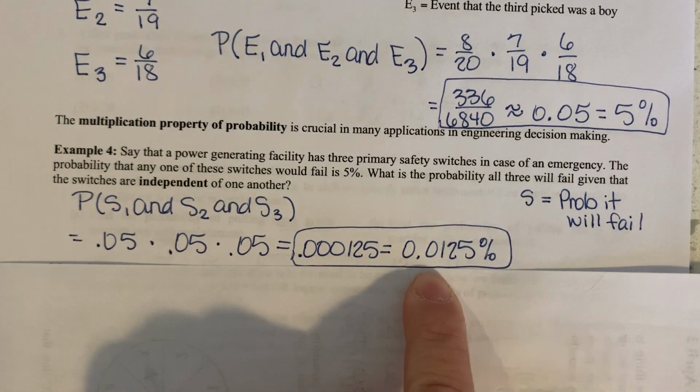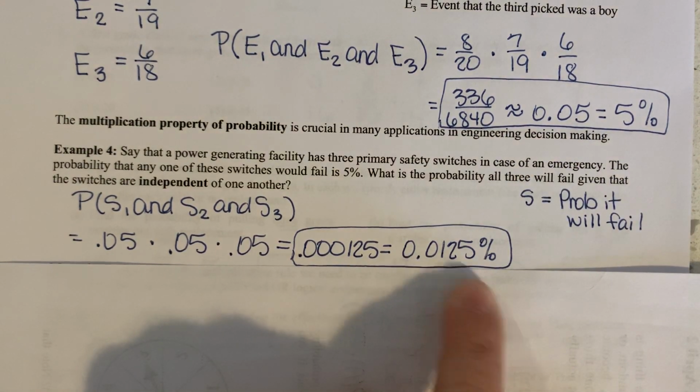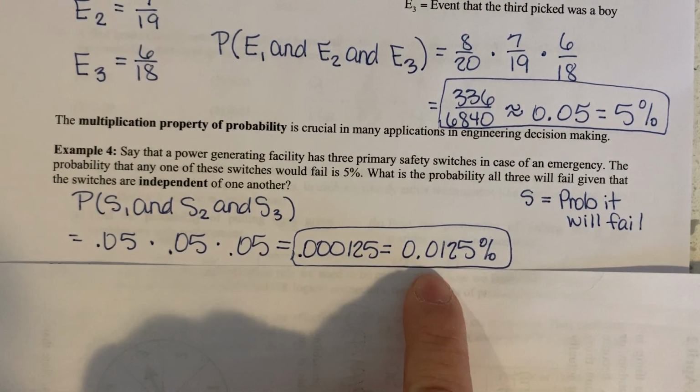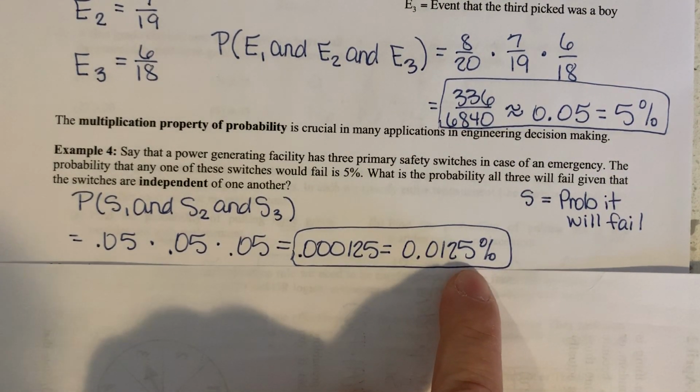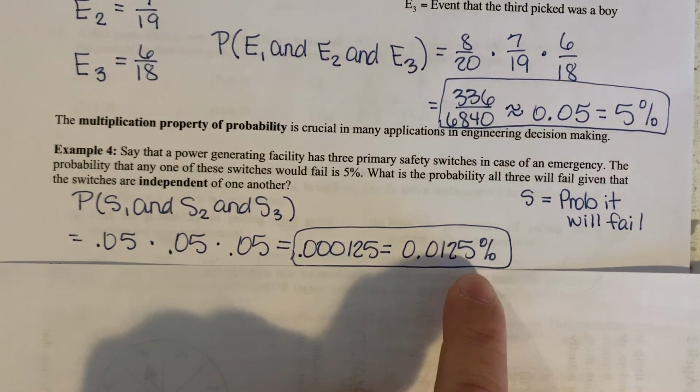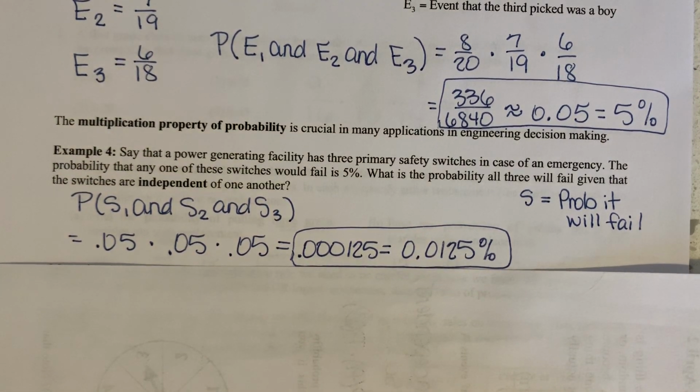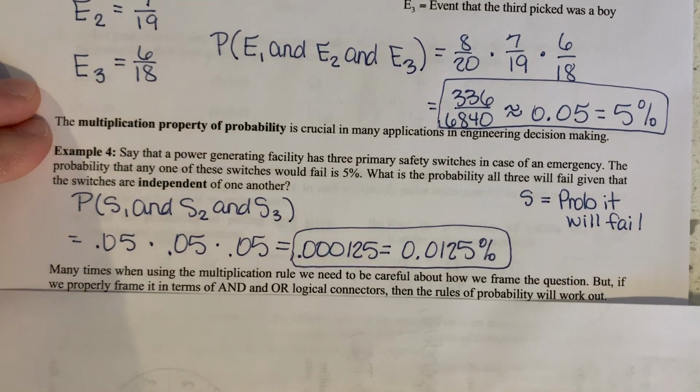And look how small, which is why they put 3 in place. There is a 0.0125% chance that all 3 would fail, which is why it seems like you're pretty safe in that emergency.